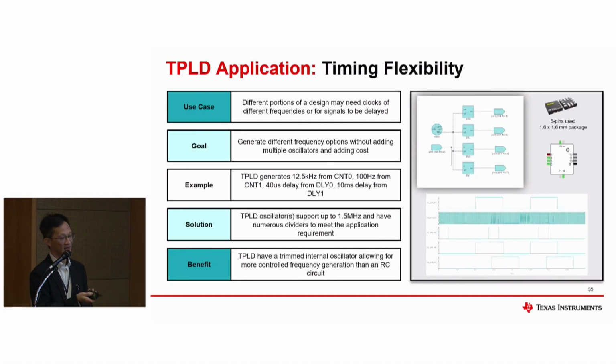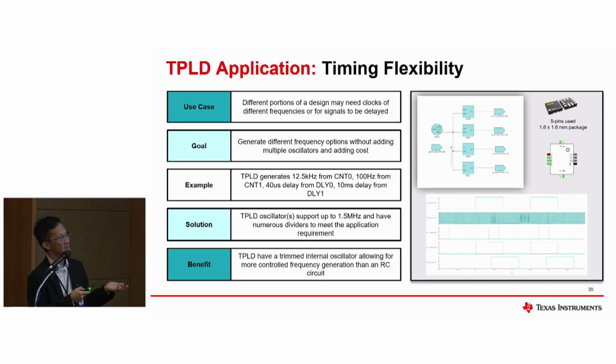And then the second one will be what I call the timing flexibility, right? In your design, maybe in the initial design, you only have one fixed frequency, but over time, you realize that you need to change your design. So you may need to have multiple frequencies, right? Of course, you can add in a lot of oscillators or other solutions, but that's not the way to expand your design. So you want to make it simple, again, just utilize the PLD from TI.